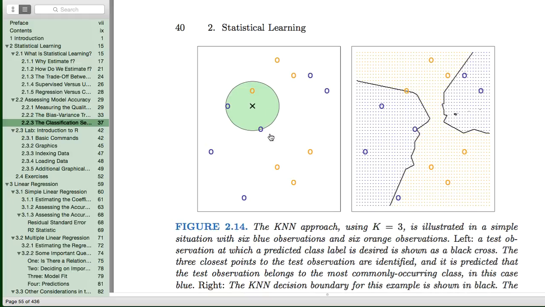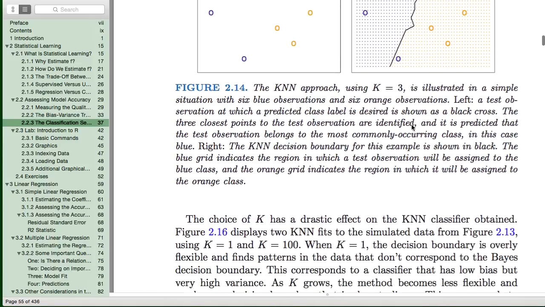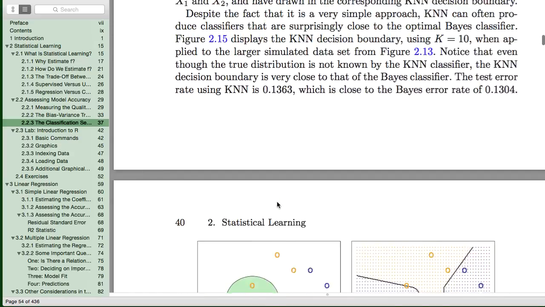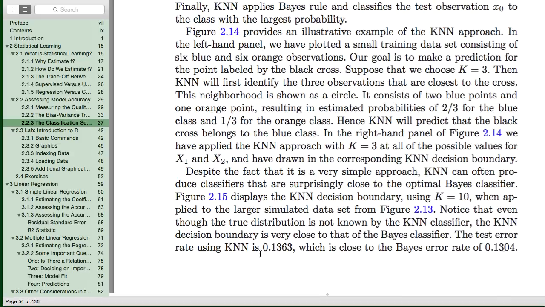And because this is simulated data, we can know how good a job KNN did on this data. How we can know how good these particular choices were, and I think somewhere quite close to here we will find figure 2.16. Somewhere here it is. The test error rate using KNN is very close to the Bayes error rate: 13.6%, slightly higher than the Bayes error rate of about 13%. So KNN is really good.